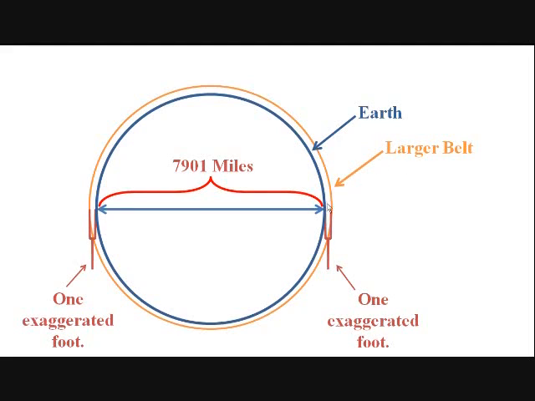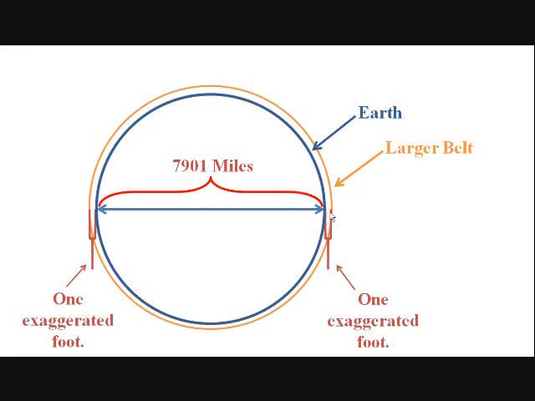And this belt is 1 foot above the Earth all the way around, right? So it's going to be 1 foot out from this equator all the way around it. I'm calling it an exaggerated foot, because a foot would really be so small you wouldn't even be able to see it. If this were 7,901 miles, you wouldn't even be able to see the foot. So I've exaggerated it here so that you can see what I'm talking about.